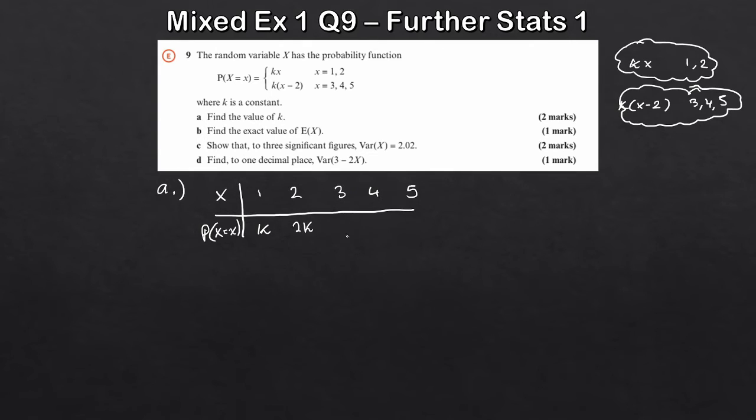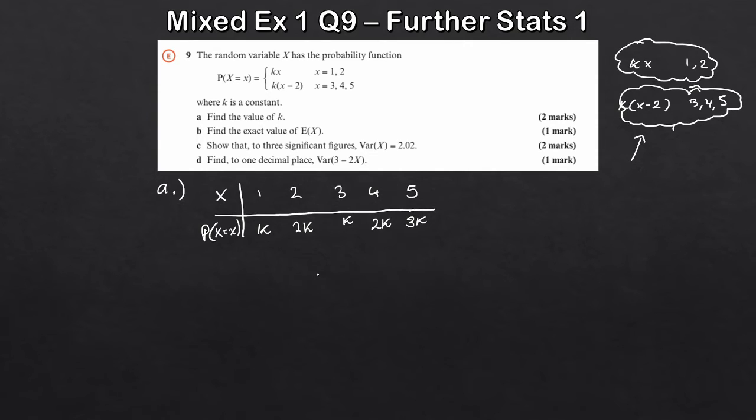When x is 3, so be careful now, we're using this formula this time, this function. So when x is 3, that's 3 minus 2 times by k, so that's 1k, or just k. Again, this function again. So when x is 4, 4 minus 2 is 2, times by k, 2k. And then finally when x is 5, 5 minus 2 is 3, I get 3k.